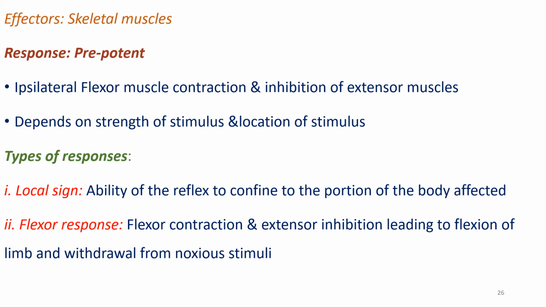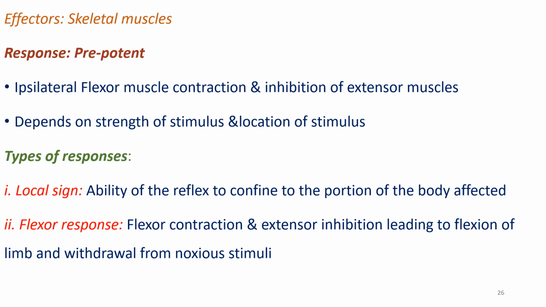Thus the response is a prepotent sort of response. So here the ipsilateral flexor muscle contraction occurs and inhibition of extensor muscles. It depends upon the strength of the stimulus and the location of the stimulus. In a spinal or decerebrate animal, almost any type of cutaneous sensory stimulus on a limb is likely to cause the flexor withdrawal reflex, or it is an oversensitization. It's a prepotent reflex. It is a protective reflex, and so it takes precedence over any other reflex. That is, if we are eliciting a stretch reflex and a withdrawal reflex simultaneously, the withdrawal reflex will be more pronounced as compared to the stretch reflex.